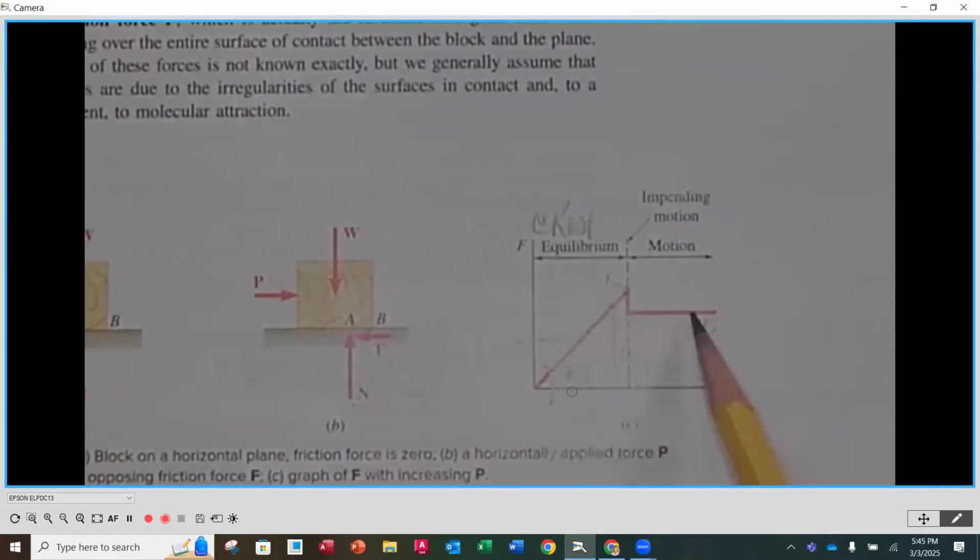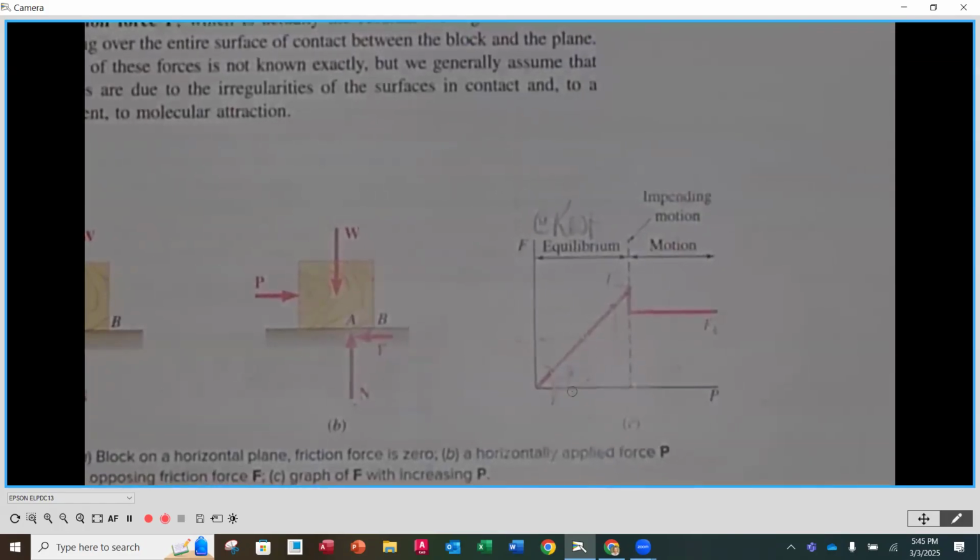Now what happens is there's going to be a friction force dependent on what we call the kinetic coefficient. There are two numbers for the coefficient of friction: one is static and one is kinetic.